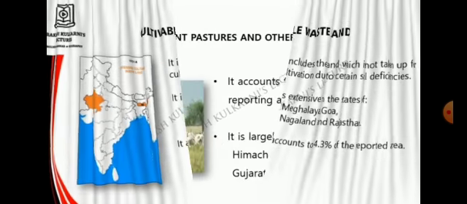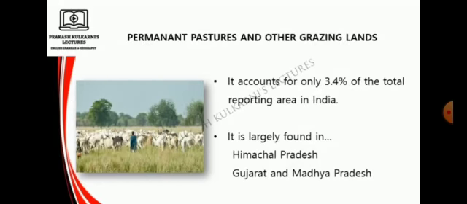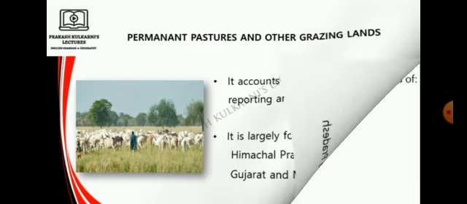Then next we have to learn about permanent pastures and other grazing lands. It accounts for only 3.4% of the total reporting area in India. It is largely found in Himachal Pradesh, Gujarat and Madhya Pradesh. This only we have to see.